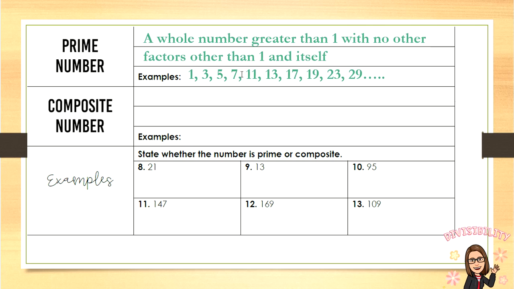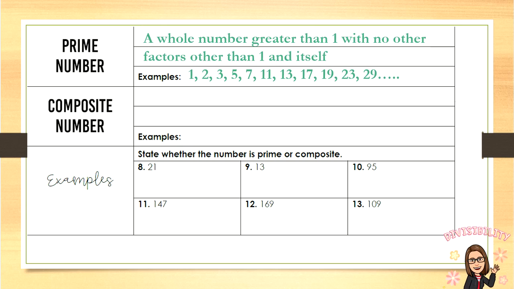1, 3, 5, 7, 11, 13, 17, 19, 23, 29. I'm not sure if 1 is prime, but it can only go 1 times 1, which is 1. Okay? Oh, and then I forgot one. You need to have 2 in there because 2 times 1 is 2.